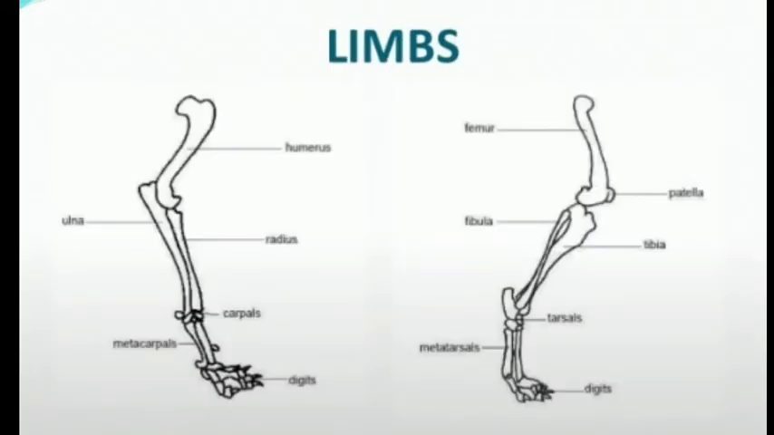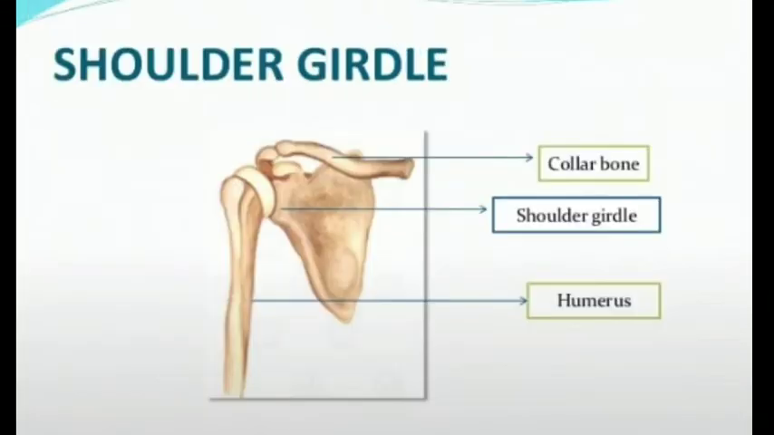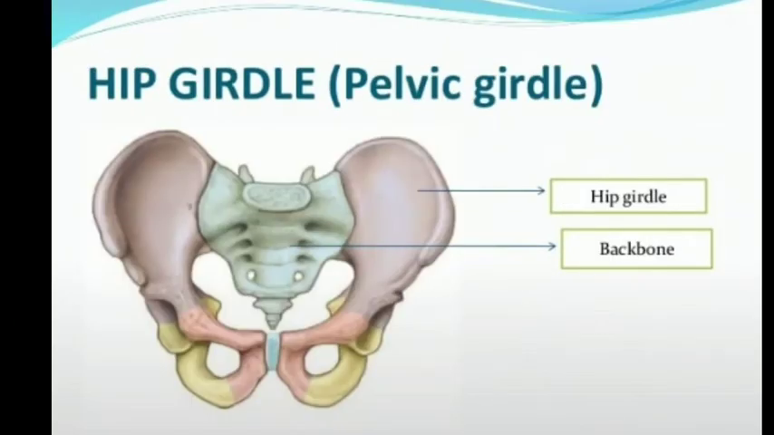Our arms and legs are known as our limbs. In class 5th, you have already learned several parts of it. In this class, we are going to discuss them in detail. The bone that is present in our shoulder is known as the shoulder girdle. It is attached to the collarbone and it is also attached to the humerus of our arms. Next is hip girdle, or we can also call it pelvic girdle. It is a butterfly-shaped bone which is attached with the backbone.